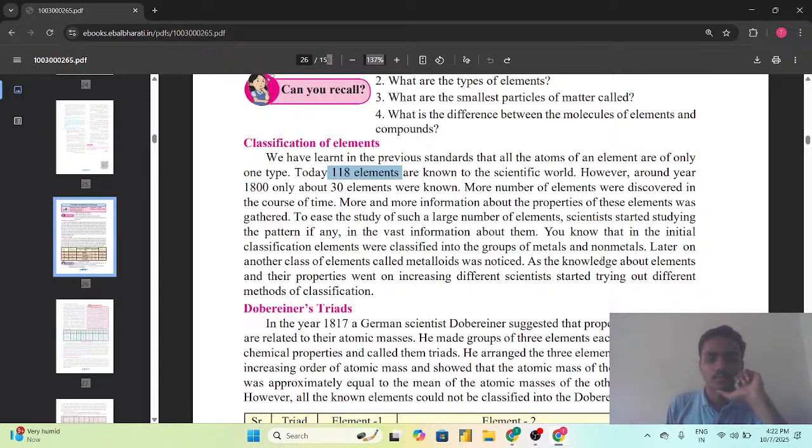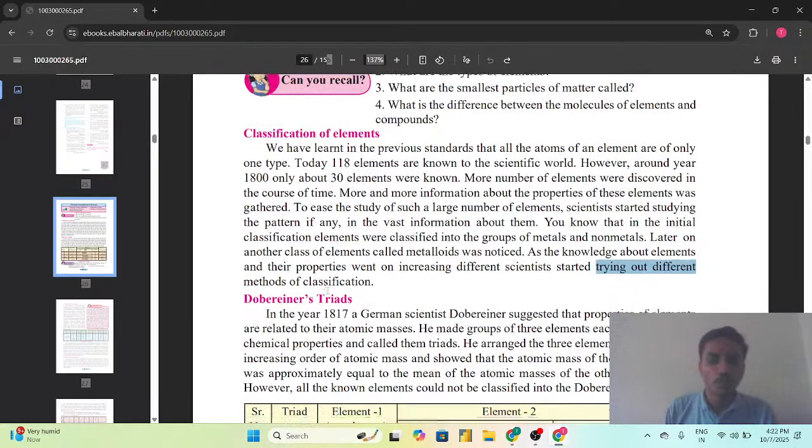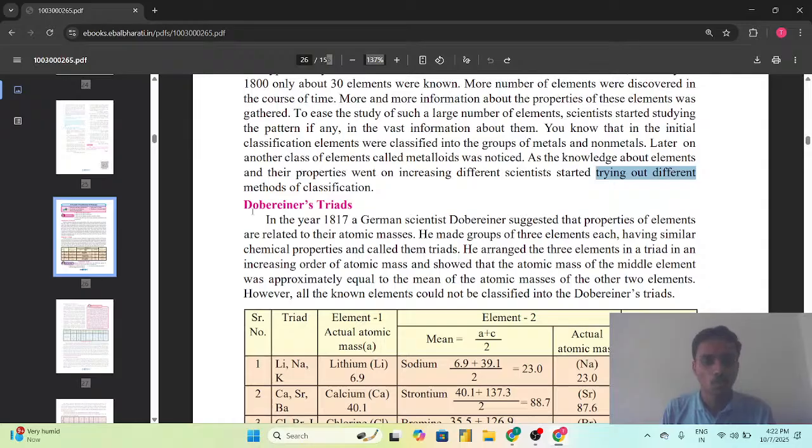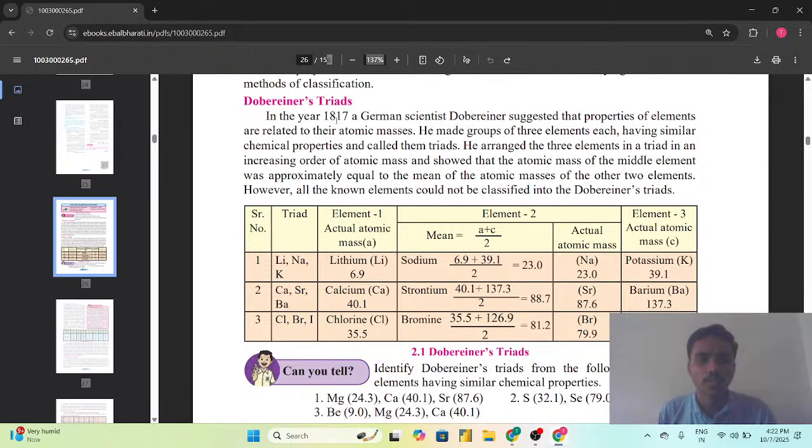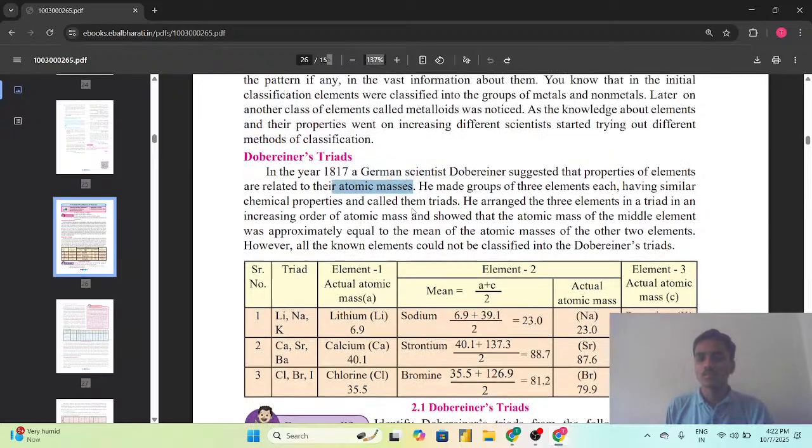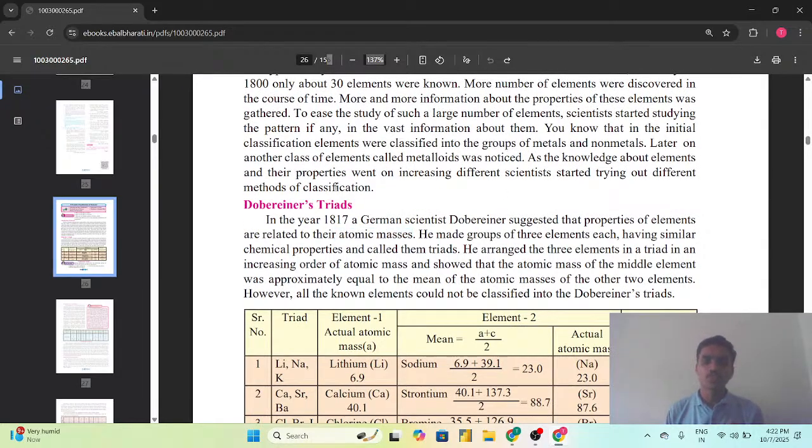So, they were trying to find out the different methods of classification. So let's see what classification methods they found. First we have the Dobereiner triads. In the year 1817, a German scientist Dobereiner suggested that properties of the elements are related to their atomic masses. So as we were saying, they were thinking about how to classify these elements. So at the time of 1817, a German scientist, Dobereiner, said, let's arrange these elements according to atomic masses and see.